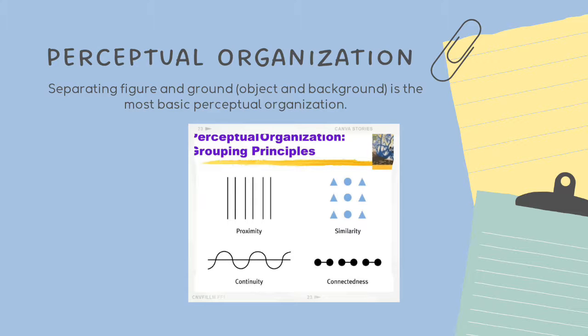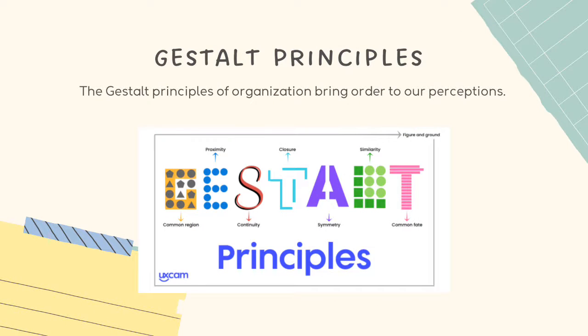Perceptual organization is the process by which elements of visual and other sensory information are structured into a coherent whole. So, how are sensations organized into perceptions? The Gestalt psychologists propose that the simplest organization is constructed by grouping some sensations into an object or figure that stands out on a planar background. The Gestalt principles of organization bring order to our perceptions.